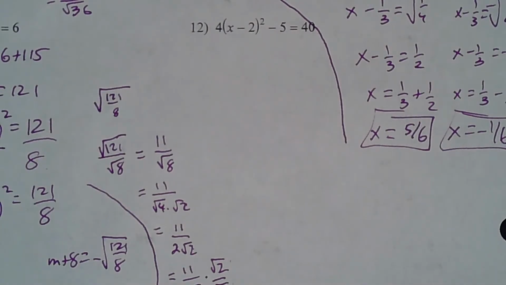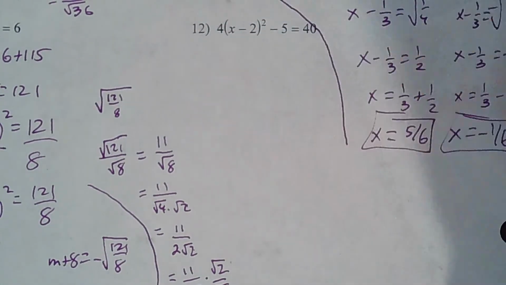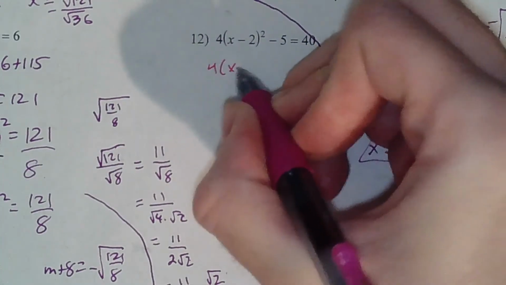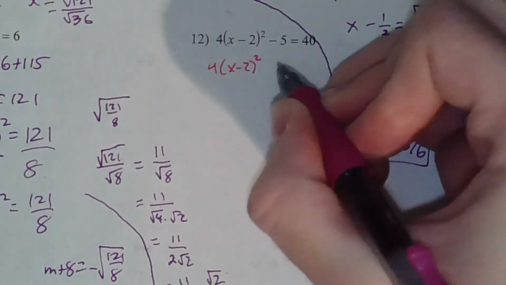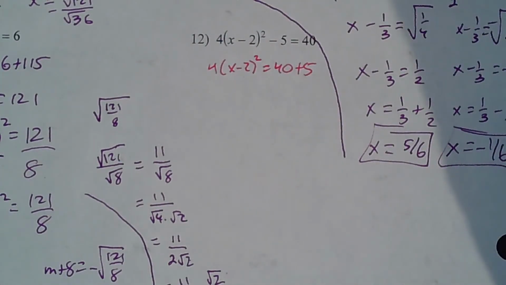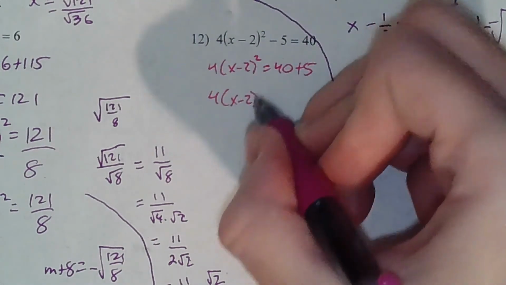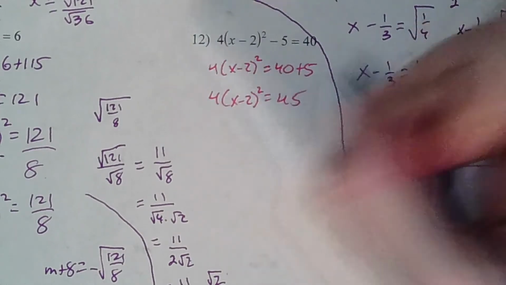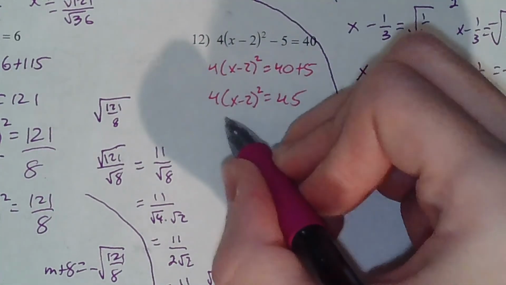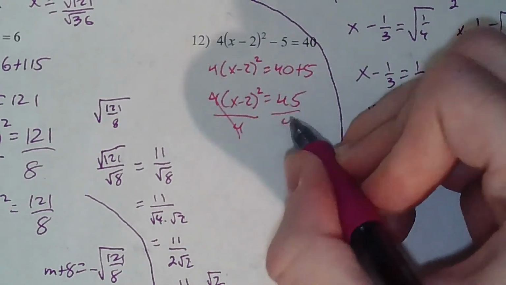All right, we're going pink on this guy. So we're going to go ahead and add the 5 to the other side first. So we got 4 times x minus 2 squared equals 40 plus 5. We got 4 times x minus 2 squared equals 45. Divide both sides by 4. This time I'm not showing that extra step.